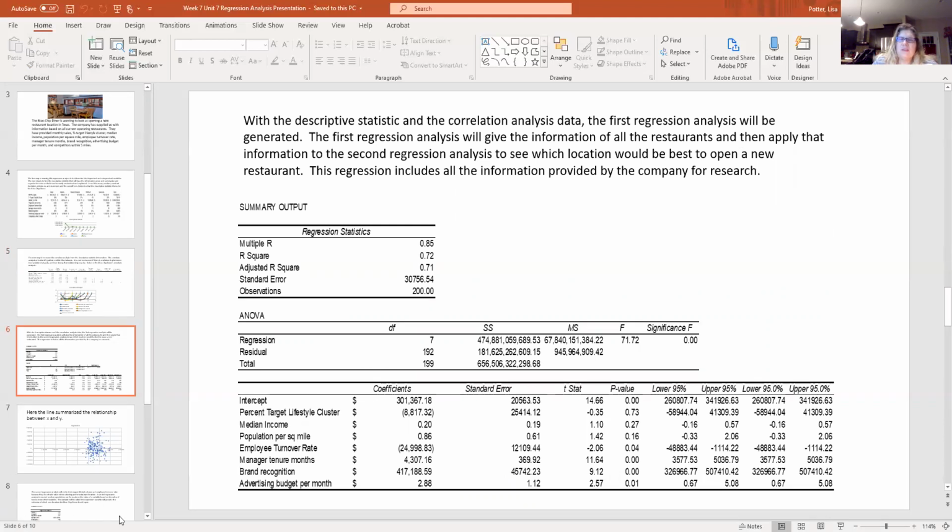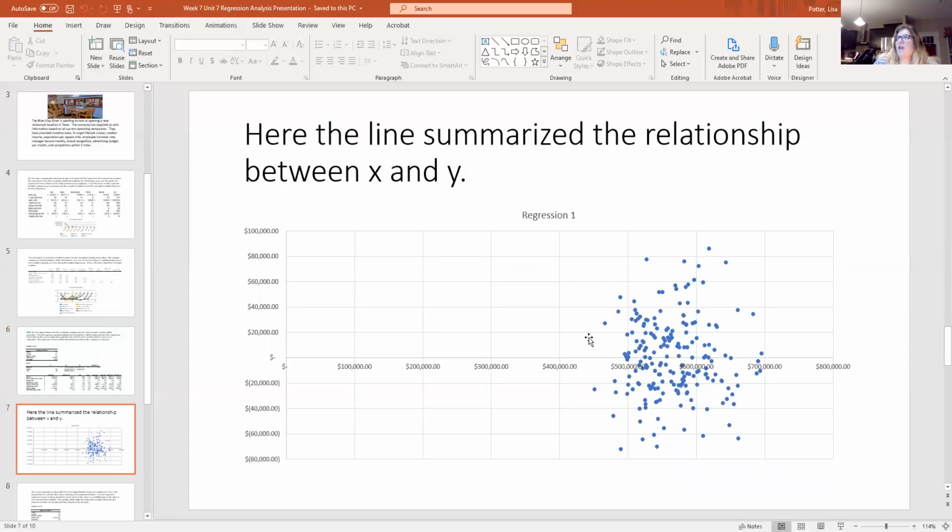As we look at it, we see that our R-square and our adjusted R-square and our multiple R-square are close together. The regression is 7, the residual is 192. There we have our coefficients, our standard error, our t-stats, our p-values, our lower 95%, upper 95%. The next slide will show the line summarization, the relationship between the X and Y.